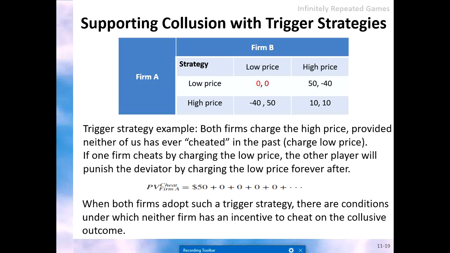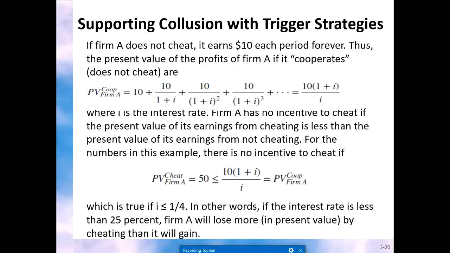But again, if firm A does not cheat, it earns 10 each period, as I explained. Thus, the present value of the profit of firm A, if it cooperates and does not cheat, will be 10 plus 10 divided by 1 plus i, plus 10 divided by (1 plus i) squared, plus and so on, and this equals this formula: 10 times (1 plus i) divided by i.